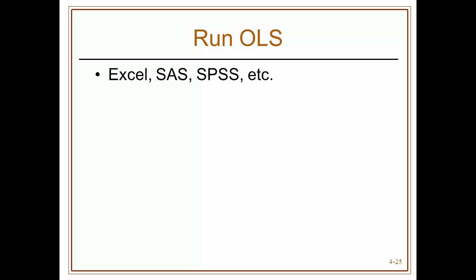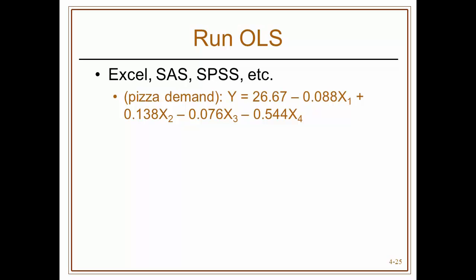You might use other packages like SAS or SPSS, or I think on the Moodle page I also linked to Gretl, which is an open source free econometrics package, which is actually pretty powerful. And so you run your regression, and here's our pizza demand regression that I pulled from the book. And here's the results that I got.